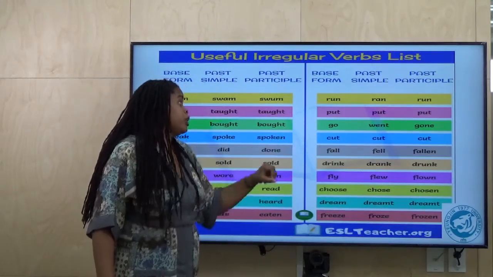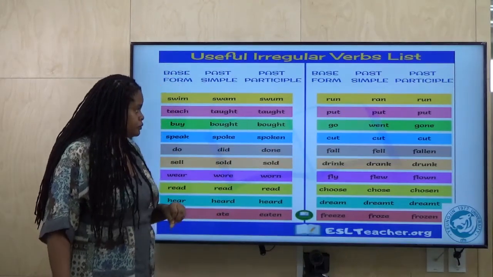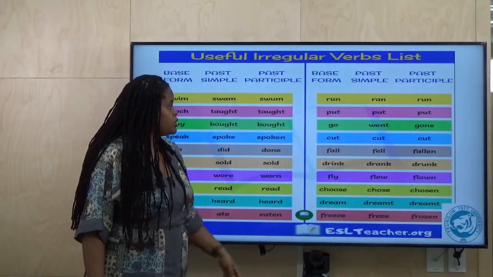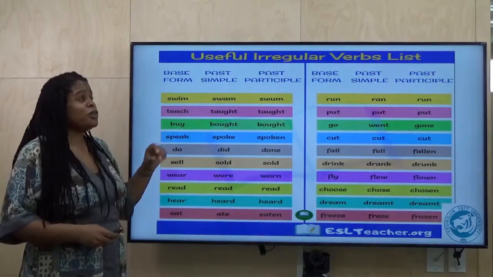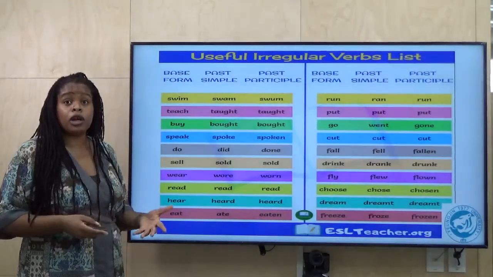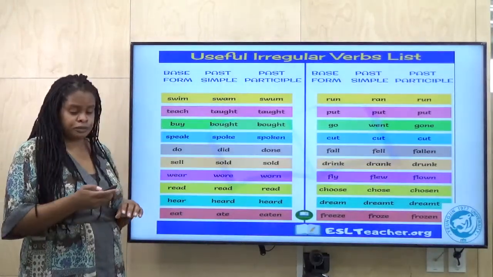For go, very popular. Go, went, gone. Cut is interesting. It doesn't change in any of its tenses. Cut, cut, and cut. So please refer to this and just remember that most words will fall on the regular with ed ending, but a few will be irregular.